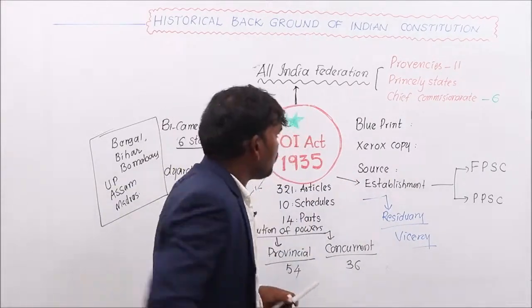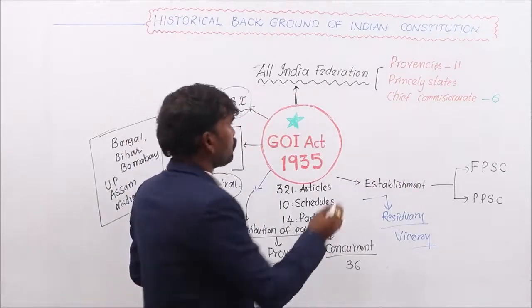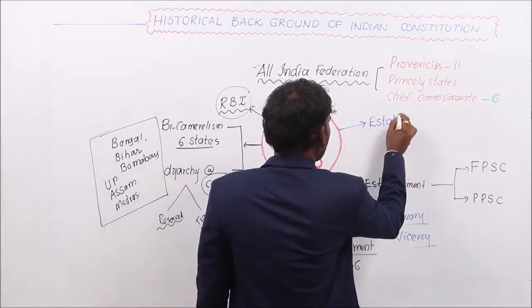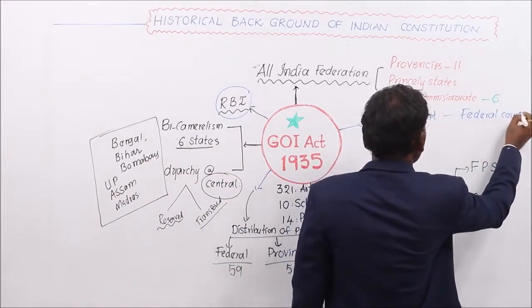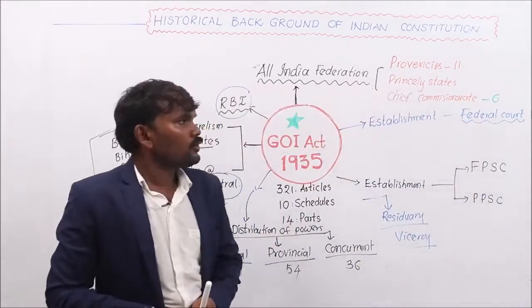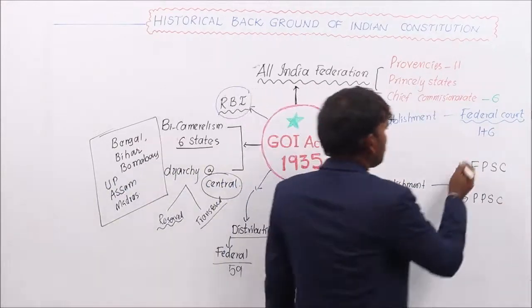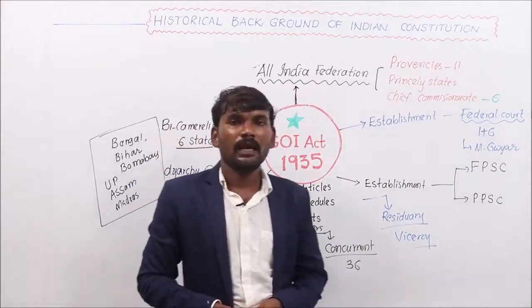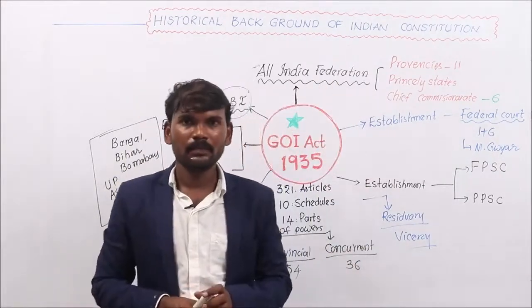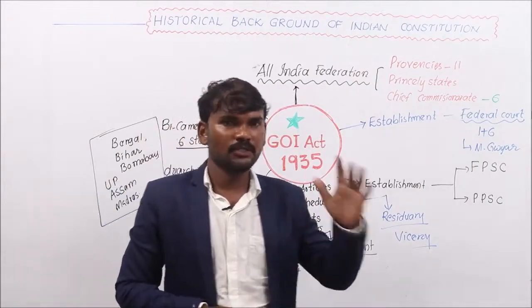And one more thing is, this 1935 Government of India Act provided for the establishment of the federal court. This federal court consisted of one Chief Justice and six other judges. The first Chief Justice of the federal court was Maurice Gwyer. This federal court has jurisdiction all over India. The original jurisdiction of this federal court was the disputes arising between state and central government.